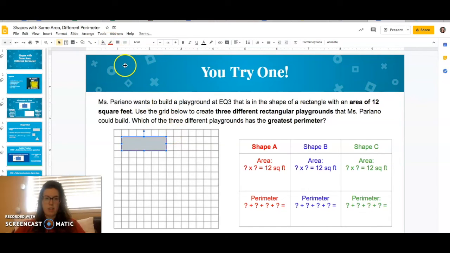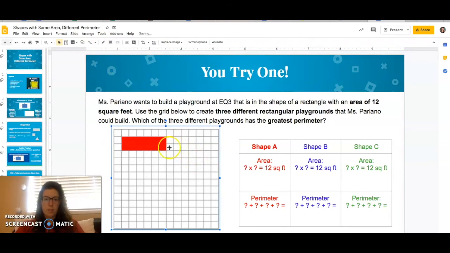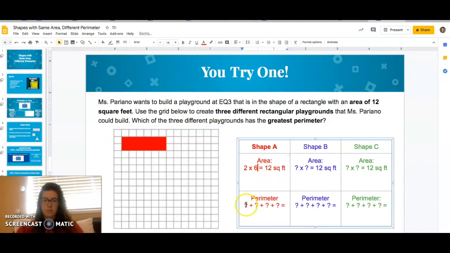And I'll turn it red so that it matches. There we go. So now we can see that shape A matches the red shape over here. Okay, so length of 2, width of 6. So far, so good. Let's add it up and find the perimeter. 2 for the left side, plus 6 for the top, plus 2 for the right side, plus 6 for the bottom. 2 plus 6 is 8, plus another 2 plus 6 is 8, and my perimeter is 16 feet.